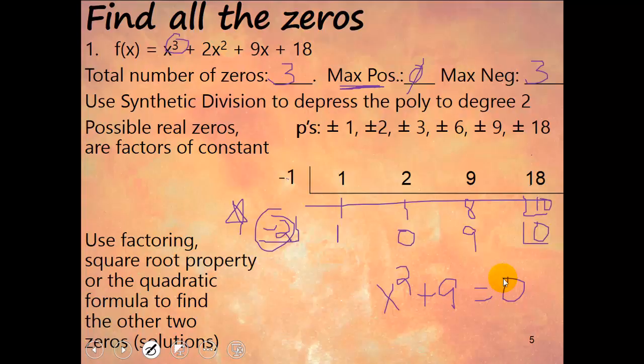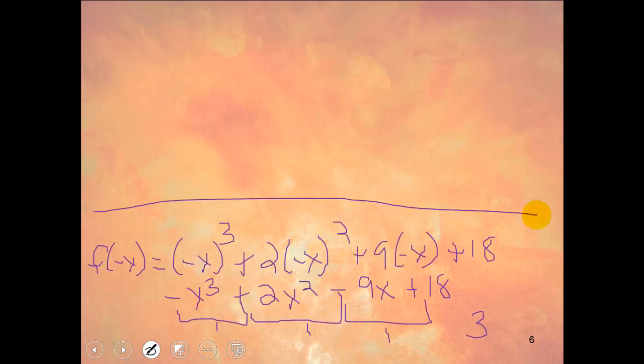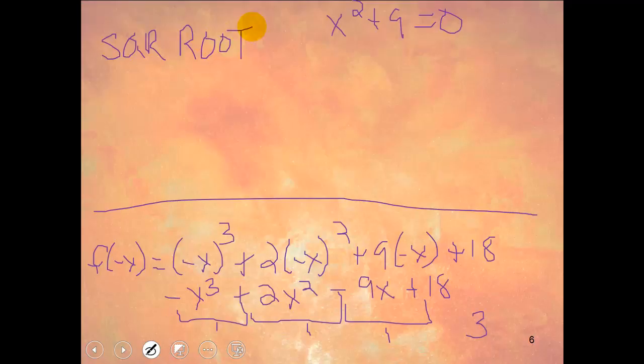So I'm going to move to the next slide here, go above where I wrote before. Okay. All right, so I have x squared plus 9 equals 0. This is not a difference of squares, be careful of that, but I can use the square root property, and I can take the square root of both sides. So you could use the quadratic formula, it would work too.